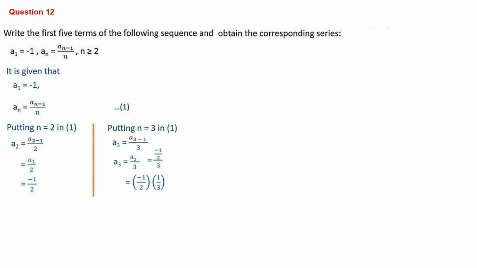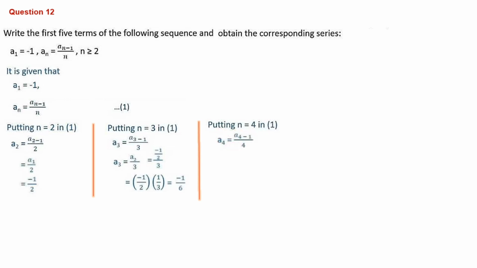Then take the reciprocal of the denominator and multiply. So the reciprocal of 3 is 1 by 3. Multiply it in. Then minus, there is only one minus, so you can just keep the minus outside. 1 into 1 is 1, 3 into 2 is 6. Minus 1 by 6.